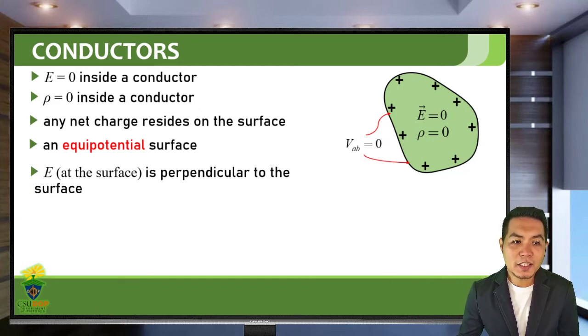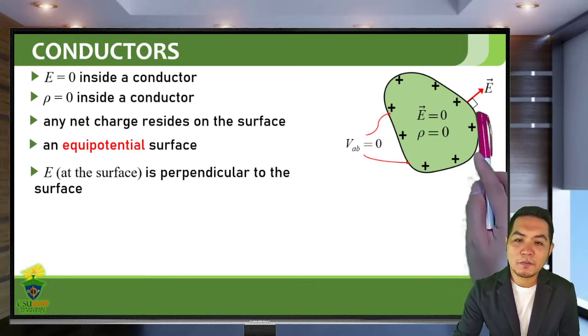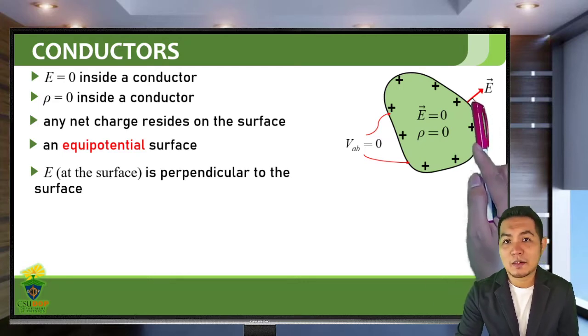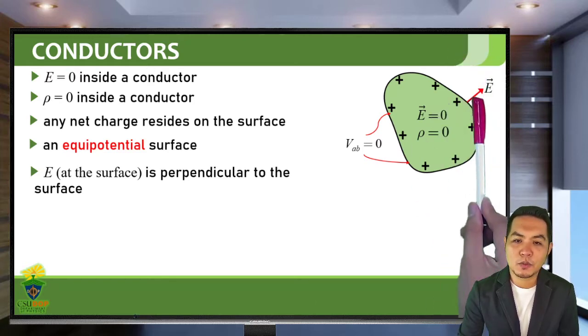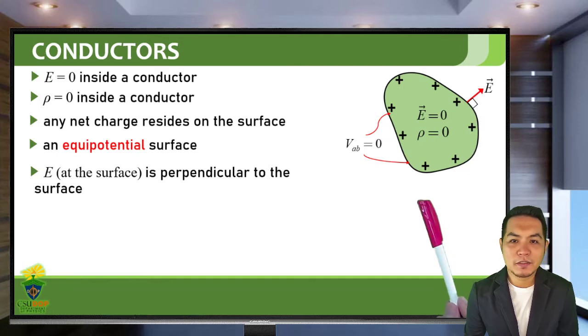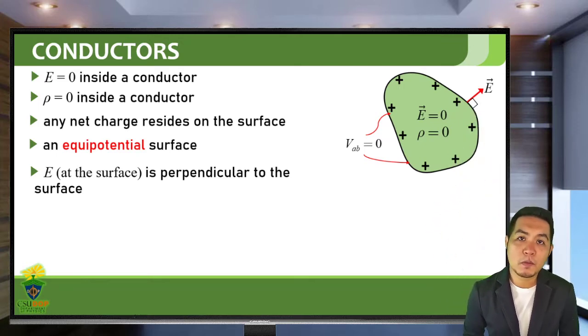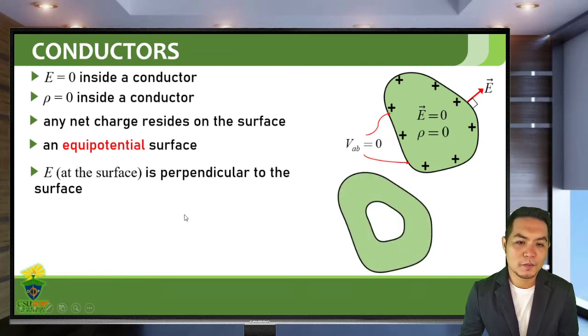Another property of conductors is that the electric field at the surface is perpendicular to the surface. This is just the electric field near the surface or at the surface. Of course, far away from the surface, this could bend or diverge, so it will no longer be perpendicular. But near the surface, it's perpendicular to the surface.